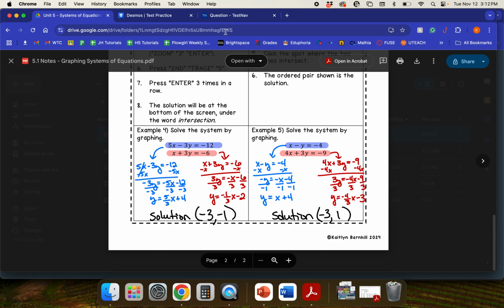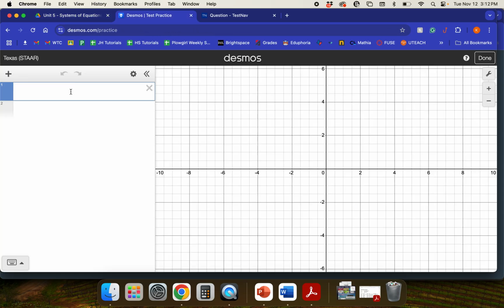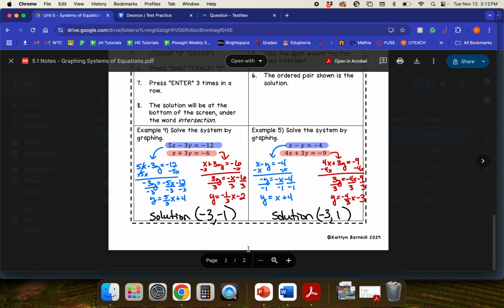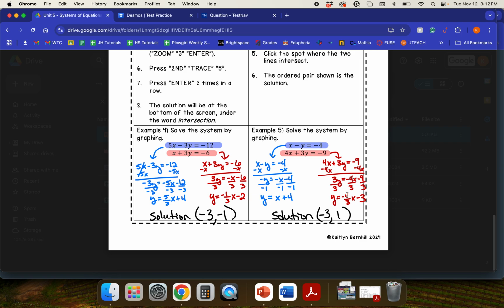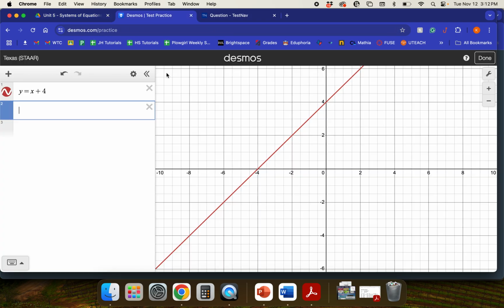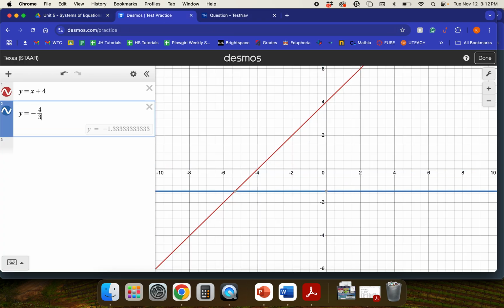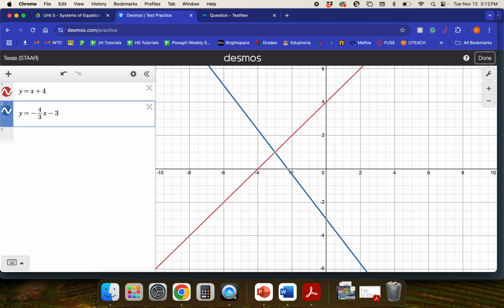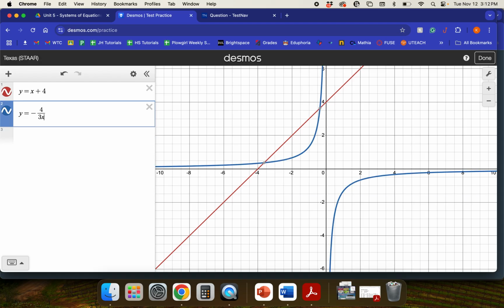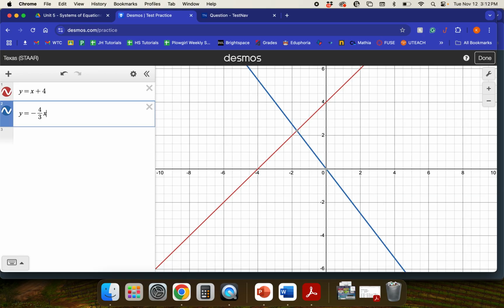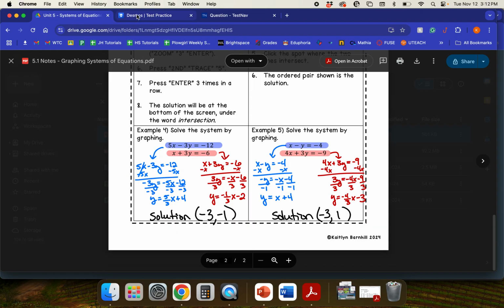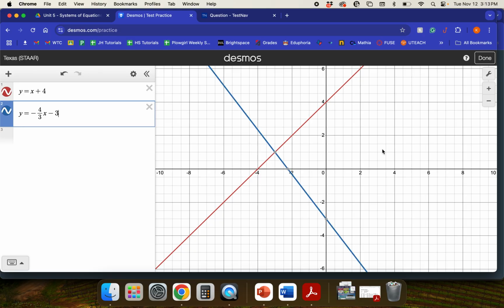My first equation was y equals x plus 4, so I'm going to type y equals x plus 4 for my first equation. My second equation is y equals -4/3 x minus 3. Now notice, when I was typing, at first I accidentally had my x there, and see how it makes those two curves? We don't want that. So make sure you push out to the side before you type your x, and then we're going to type -3.